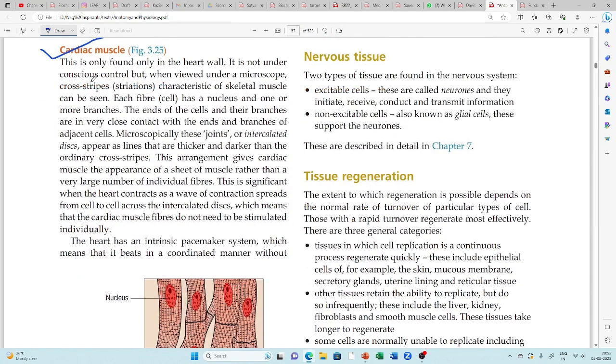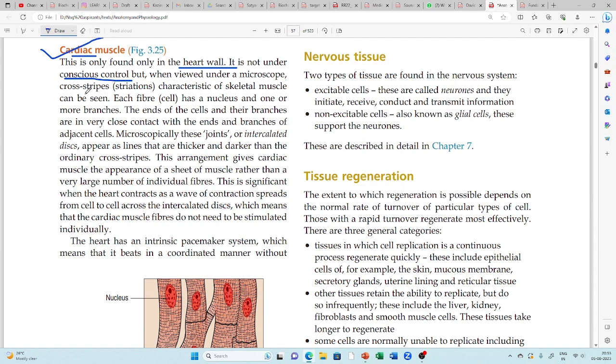From the term itself we can know that cardiac muscle means muscle present in the heart wall. This is found only in the heart wall, that's why it's known as cardiac muscle. It is not under our conscious control. We can't control our heart movement. That's why it's known as an involuntary muscle.